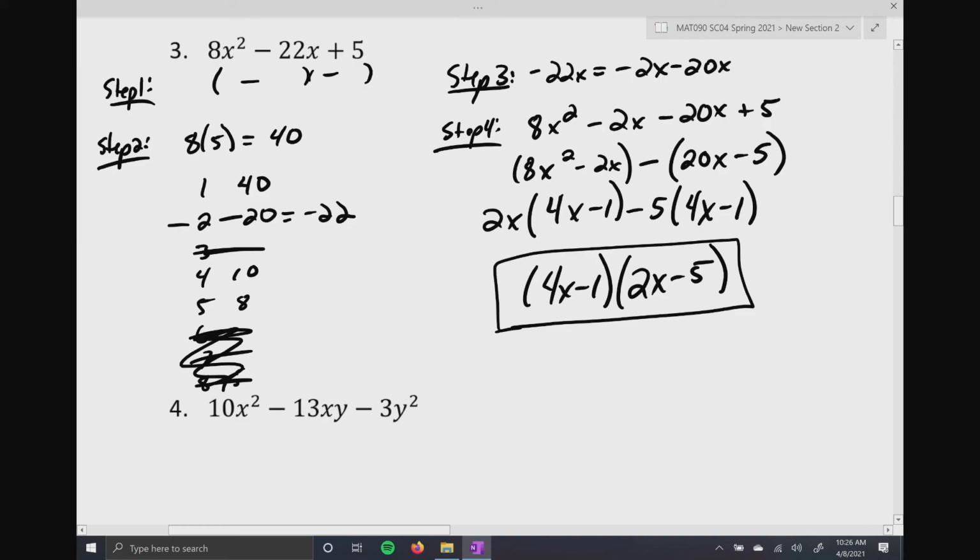B, did you forget the 2 and 20? Yes, I did. Okay, are there any questions here? All right. Is this starting to make sense?